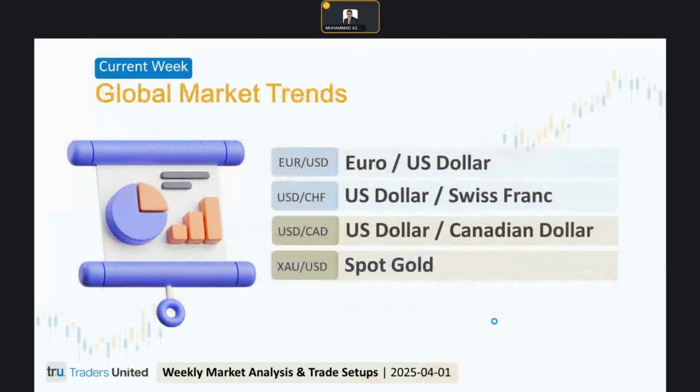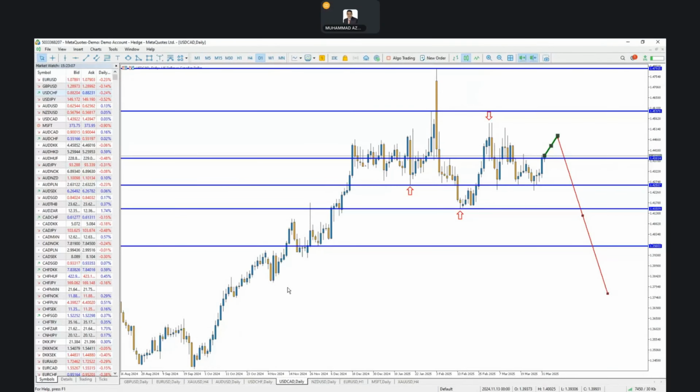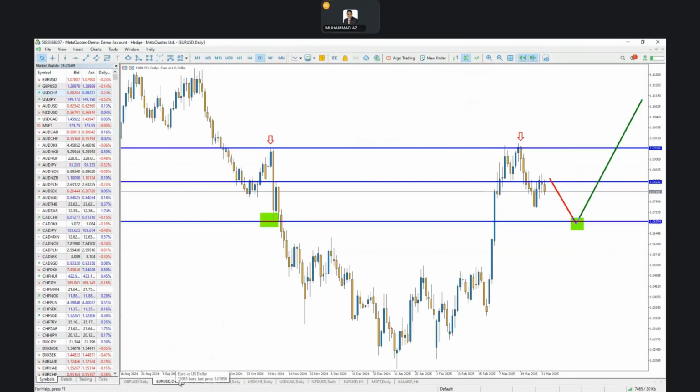Okay, next let's take a look at current week global market trends for the euro dollar, USD Swiss franc, US dollar versus Canadian dollar, and the spot gold. Let's start with the euro dollar currency pair. Here is a chart of the euro USD currency pair.